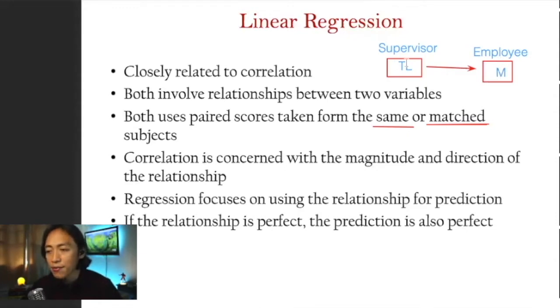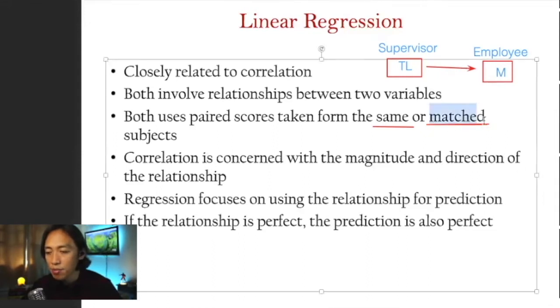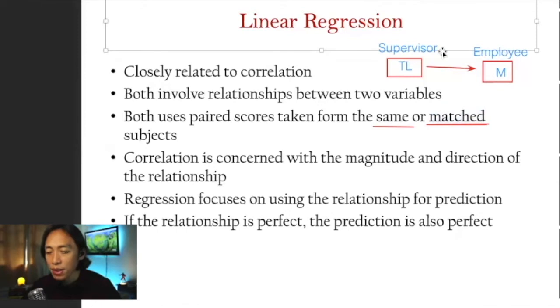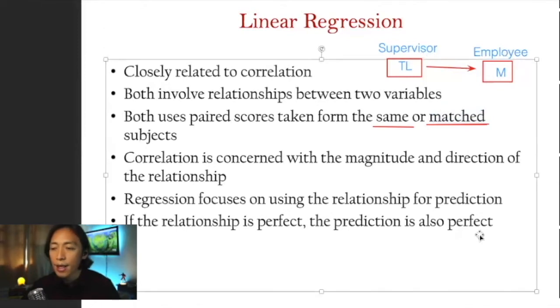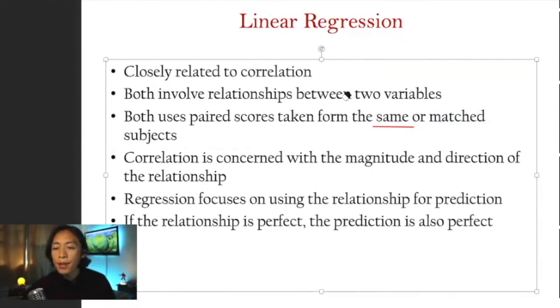So we still have pairs of scores, but this time they don't come from the same subject. They come from matched subjects, and the matching is between the employee and the supervisor. So that is also a possibility, although more often than not, it is the former case that we normally encounter.